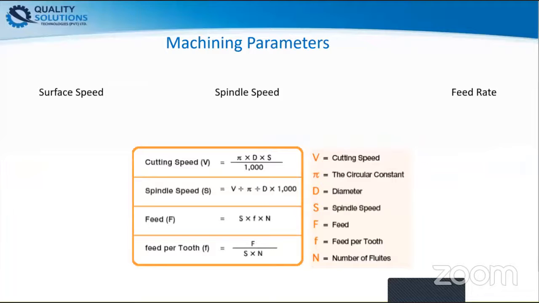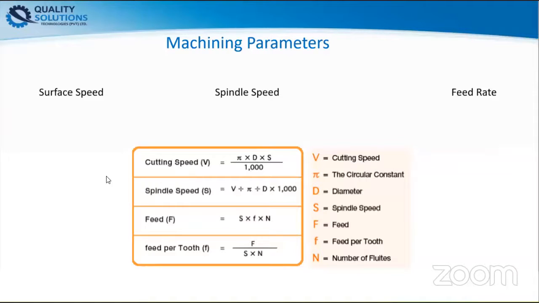So there are some fundamentals of machining parameters that we must be aware of, either we are performing the manual machining operation or the CNC operation. Some of them are here. The most basic ones are surface speed, spindle speed, and feed rate.